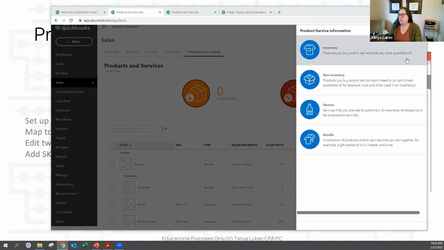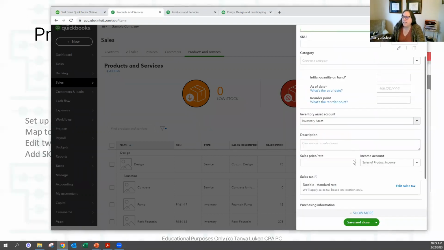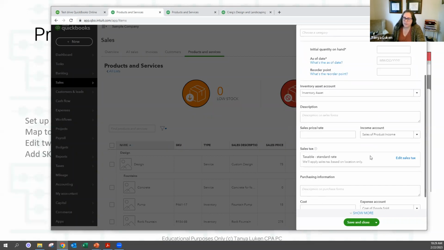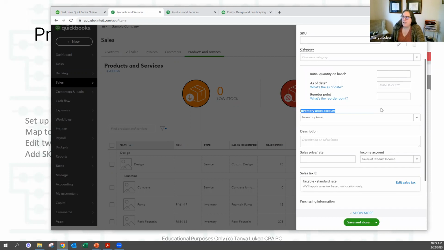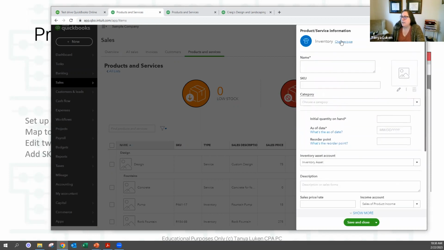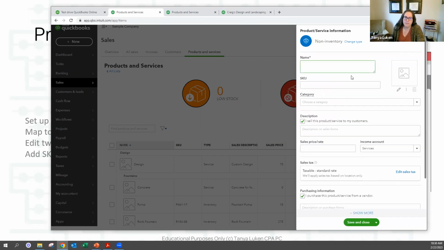I'll show you the difference. When you're in the inventory, if you pick that it's an inventory, this part at the bottom looks a little bit different here because it has this inventory asset account section. And it has all this reorder information. At what point do I have to reorder it? But we're going to change our type and make it a non-inventory.